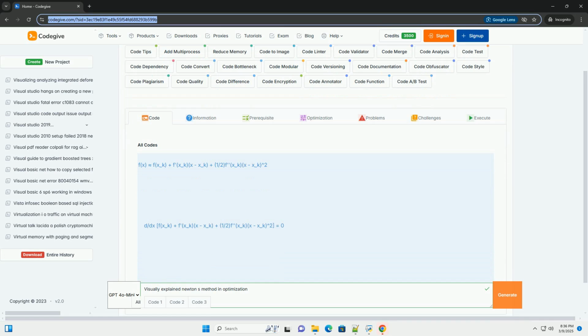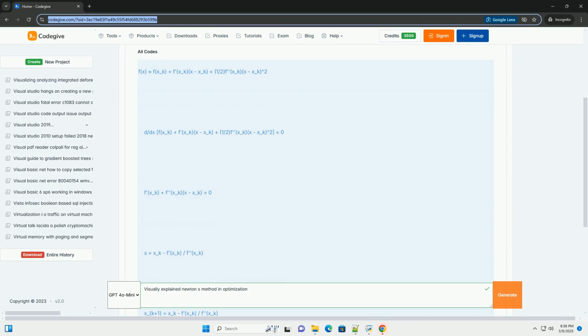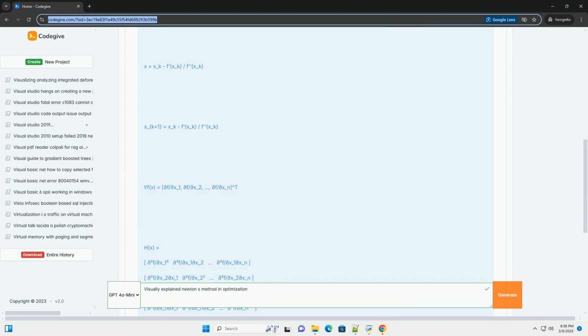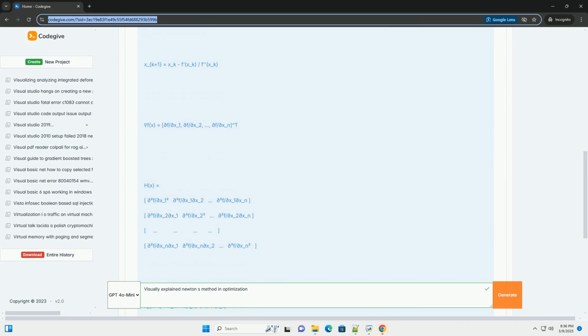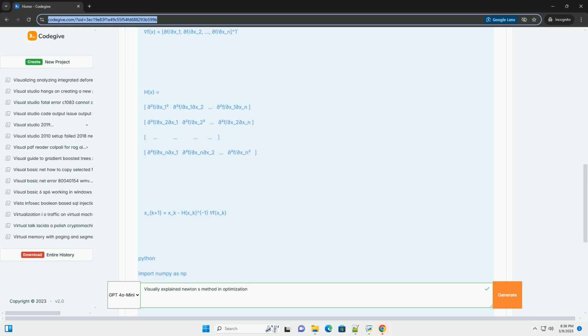OK, let's delve into Newton's method for optimization. I'll provide a detailed, visually oriented explanation with code examples to solidify your understanding. Newton's method for optimization, a comprehensive guide. 1. Introduction, the problem and the goal.